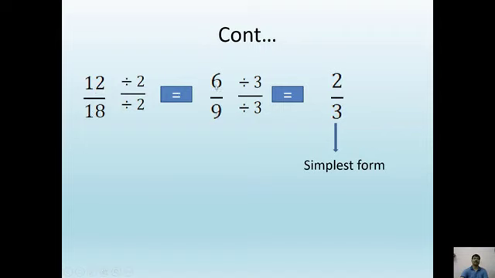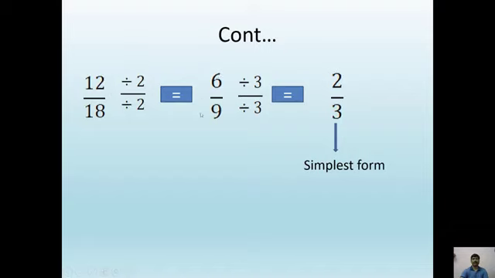12 is divided by 2, 18 is divided by 2. We get 6 upon 9. Again, if we find the HCF here, the HCF will not be equal to 1. Again we divide: 6 divided by 3, 9 divided by 3, we get 2 upon 3.